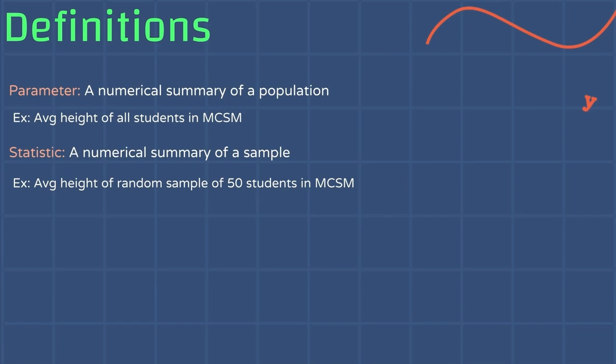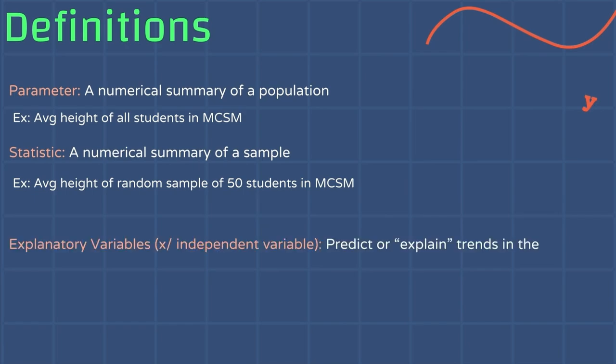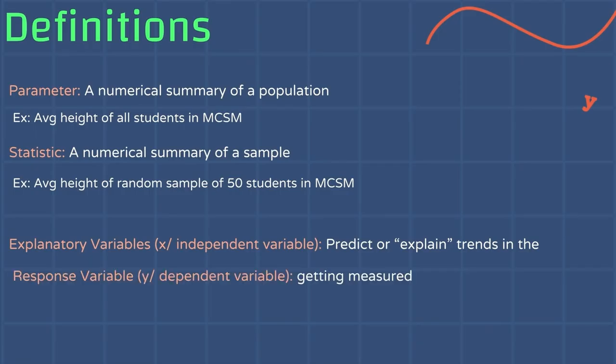Explanatory variables, you could think of it as the X or the independent variable, predict or explain trends in the response variable, which you could think of as the dependent variable, the variable getting measured. I like to think of it as the explanatory variable explains the response.